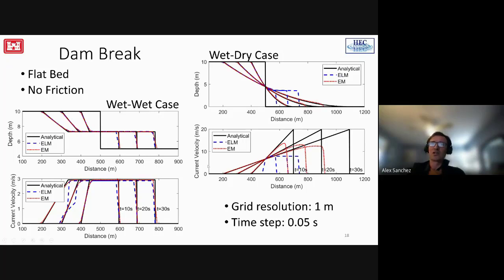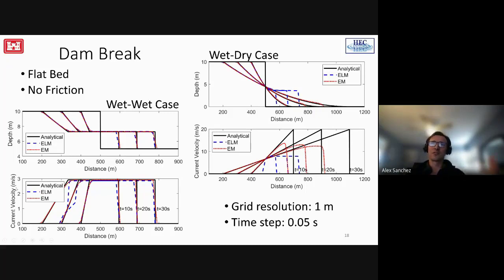Two cases: one where a wet case, so there's water on both sides, but on one side it's much higher elevation. So in this case, the water on the left, the initial water profile was 10 meters high, and on the right it was 5 meters, so a pretty large difference. And then you let it go. It's an instantaneous dam break.